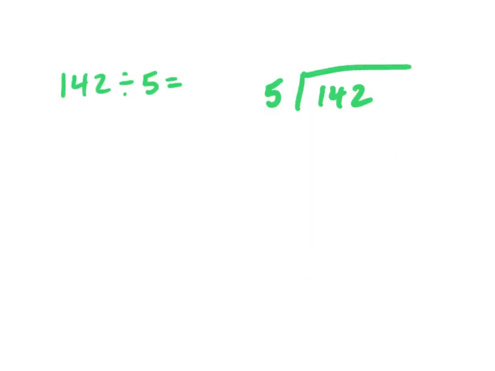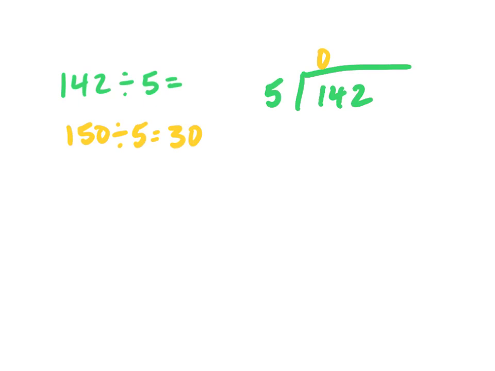Let's try another one. 142 divided by 5. If I were estimating, I would probably think about this as 150 divided by 5. I know that 15 divided by 5 is 3, add the extra 0, so I'm guessing somewhere in the 30 range. Alright, to actually solve, first I start with asking myself how many groups of 5 fit into 1, and that is 0, because 5 is bigger than 1. So now I have to go next door and look at this as 14.